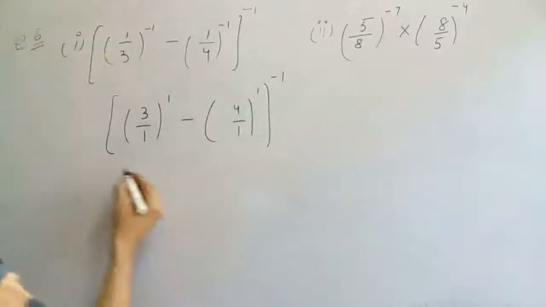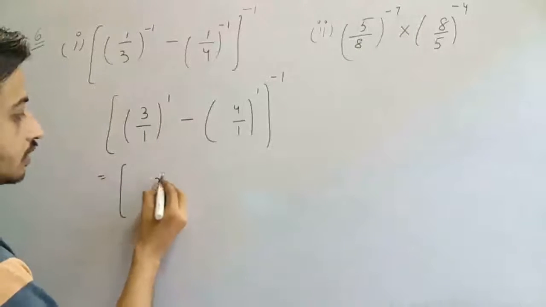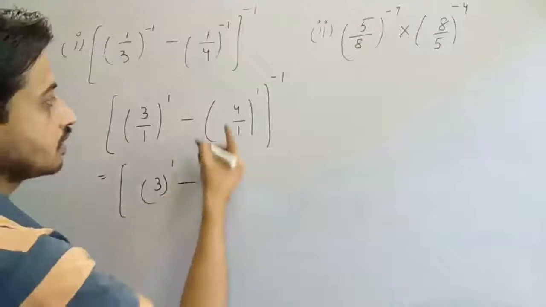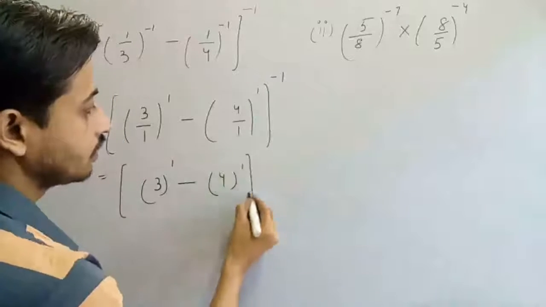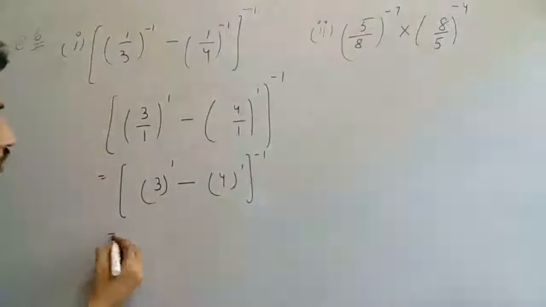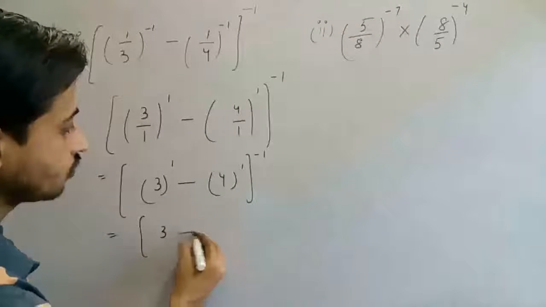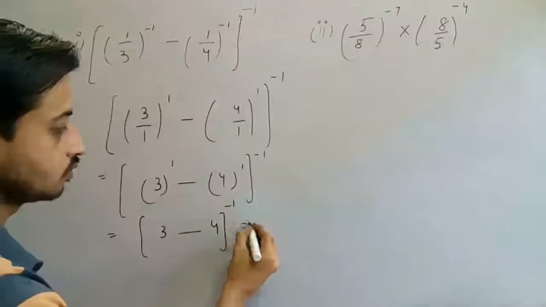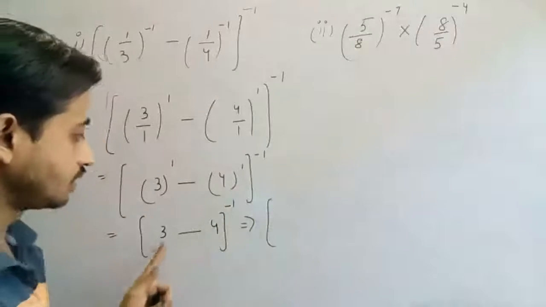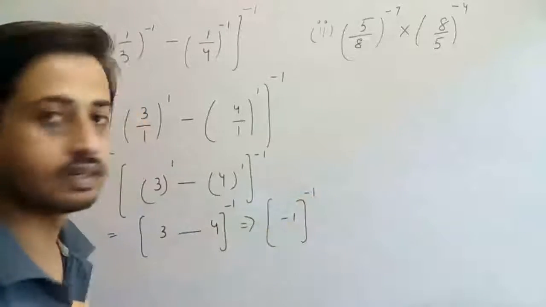the whole power is negative 1. So what's the answer? 3 by 1 is 3 raised to the power 1 minus 4 by 1 raised to the power 1. 4 by 1 we get 4, raised to the power 1. So this is 3 raised to the power 1 means 3, minus 4 raised to the power 1. So this can also be written as 3 minus 4, minus 1. The whole power is negative 1.